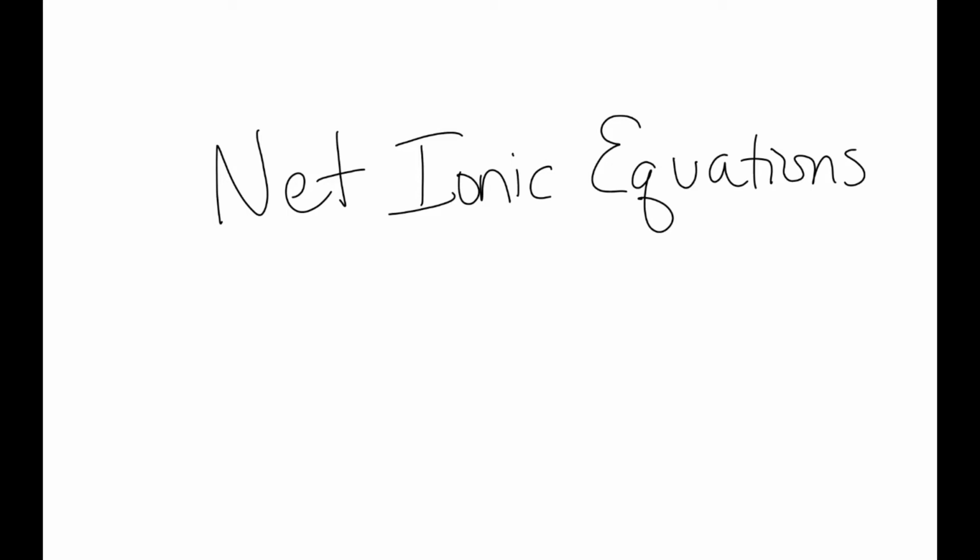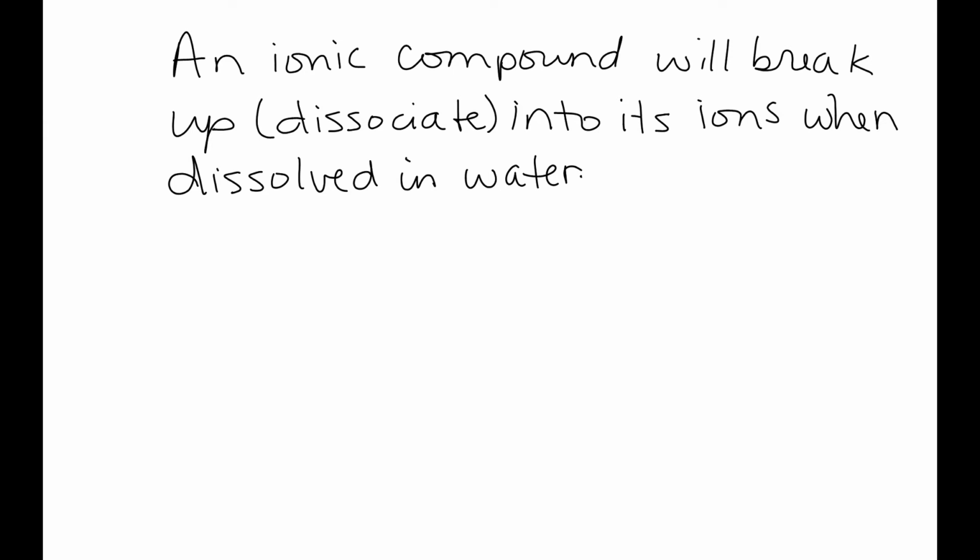Okay, these notes are titled Net Ionic Equations. An ionic compound will break up, or dissociate, into its ions when dissolved in water. For example, when you dissolve table salt, so we're going to take NaCl, and you dump it in water, which is what that aqueous means, or you can write it like this, it dissolves. If you'll notice, it disappears.